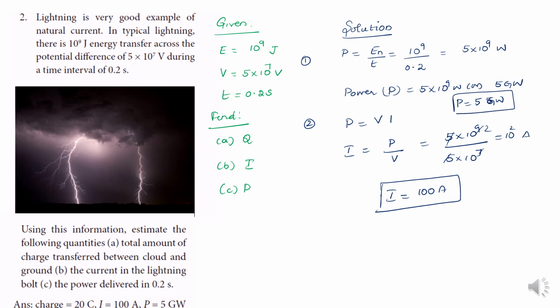And third one is I is equal to Q by T. Q is equal to I into T, is equal to I is 100 for the time duration of 0.2. So Q is equal to 20 coulombs. That's it.